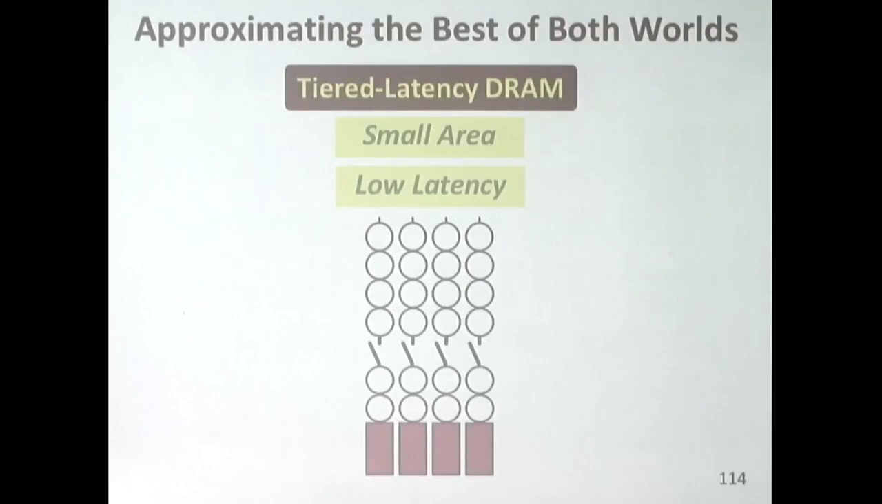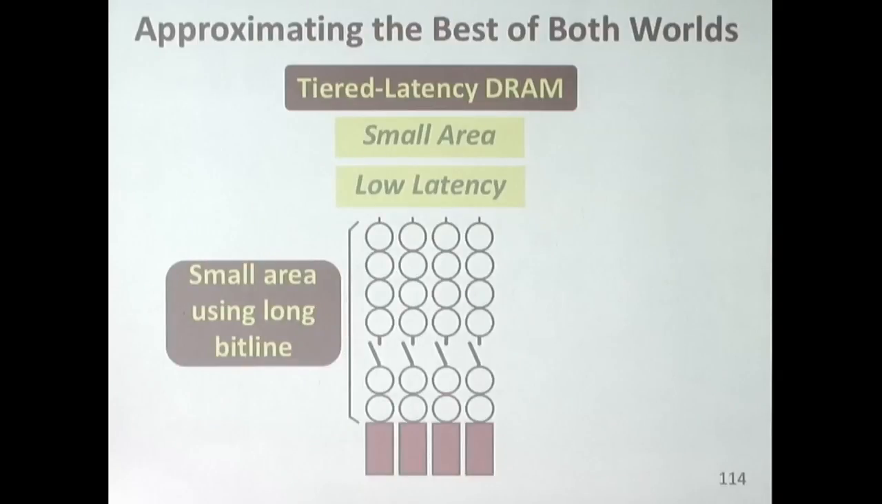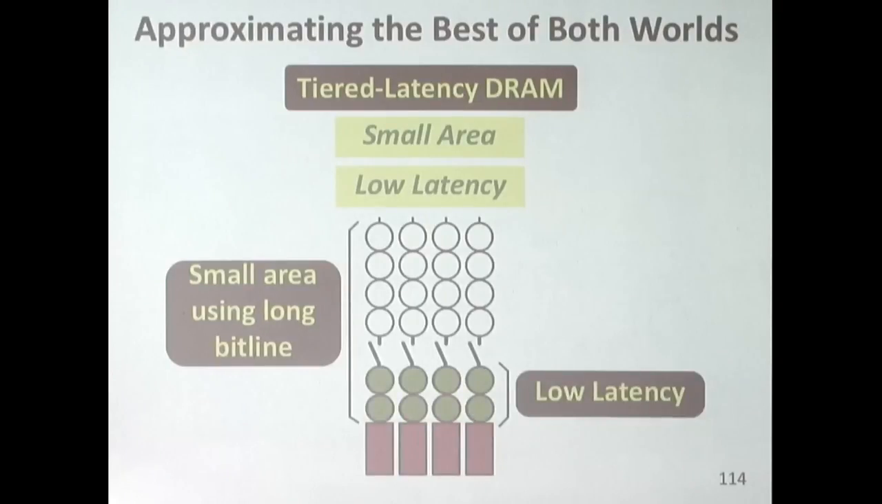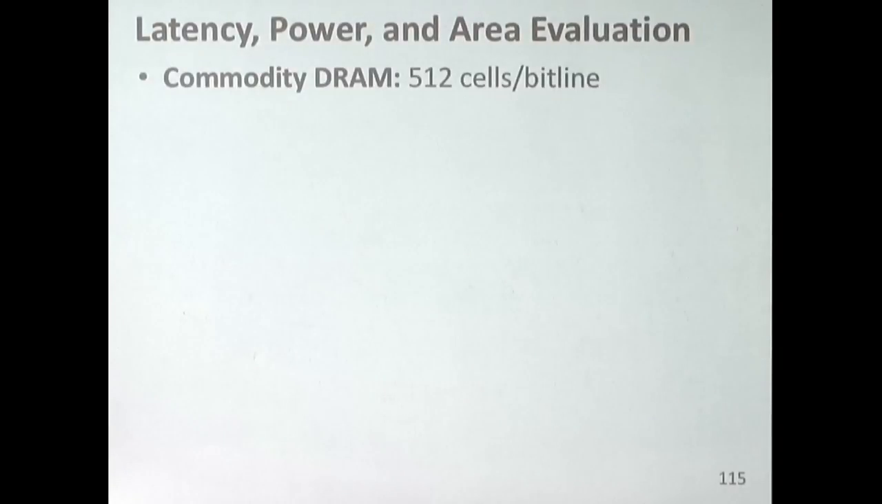And I want to discuss this idea because that changes the trade-offs a little bit. So that's called tiered latency DRAM. You get small area using the long bit line. If you want to access something over here, you need to turn on the isolation transistor and get high capacity and access over there. But if you want low latency, you can put the data that requires low latency over there and turn off the isolation transistor and access it this fast. That's the idea. So let's take a look at the evaluation of the latency.